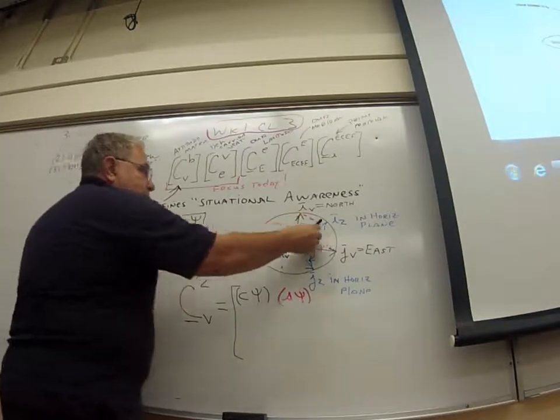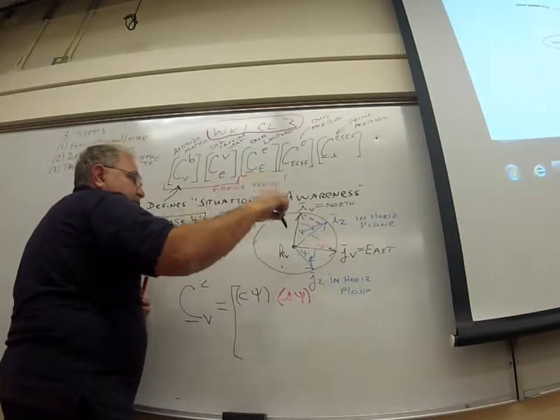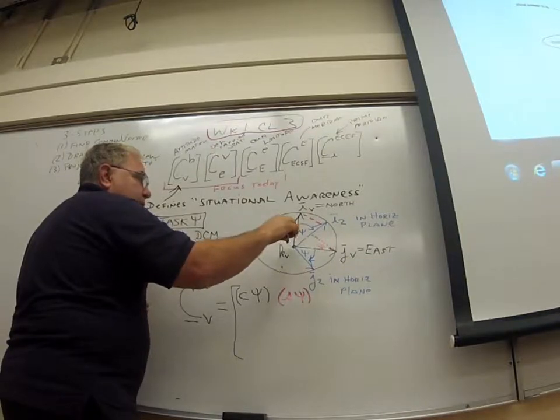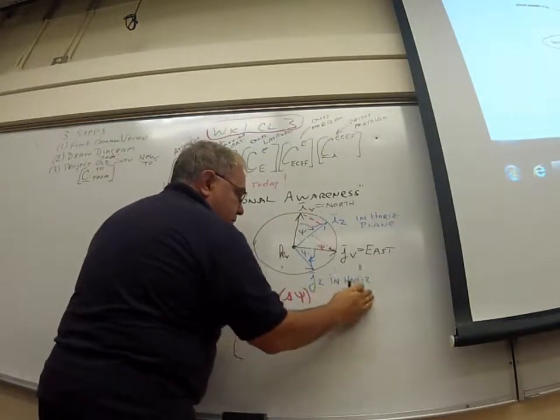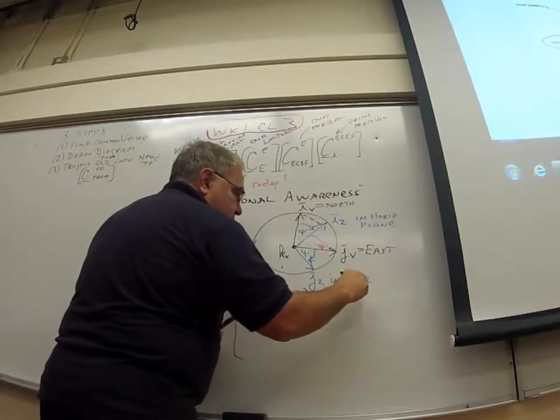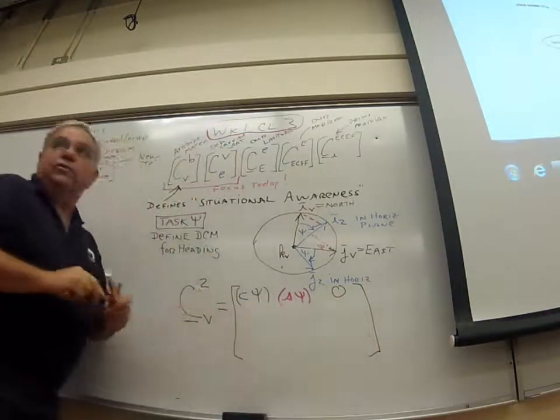Third element is my new I2. K is into the board, the old K. Therefore, the third one is going to be 0. It's going to be 0. And I've got my first row.